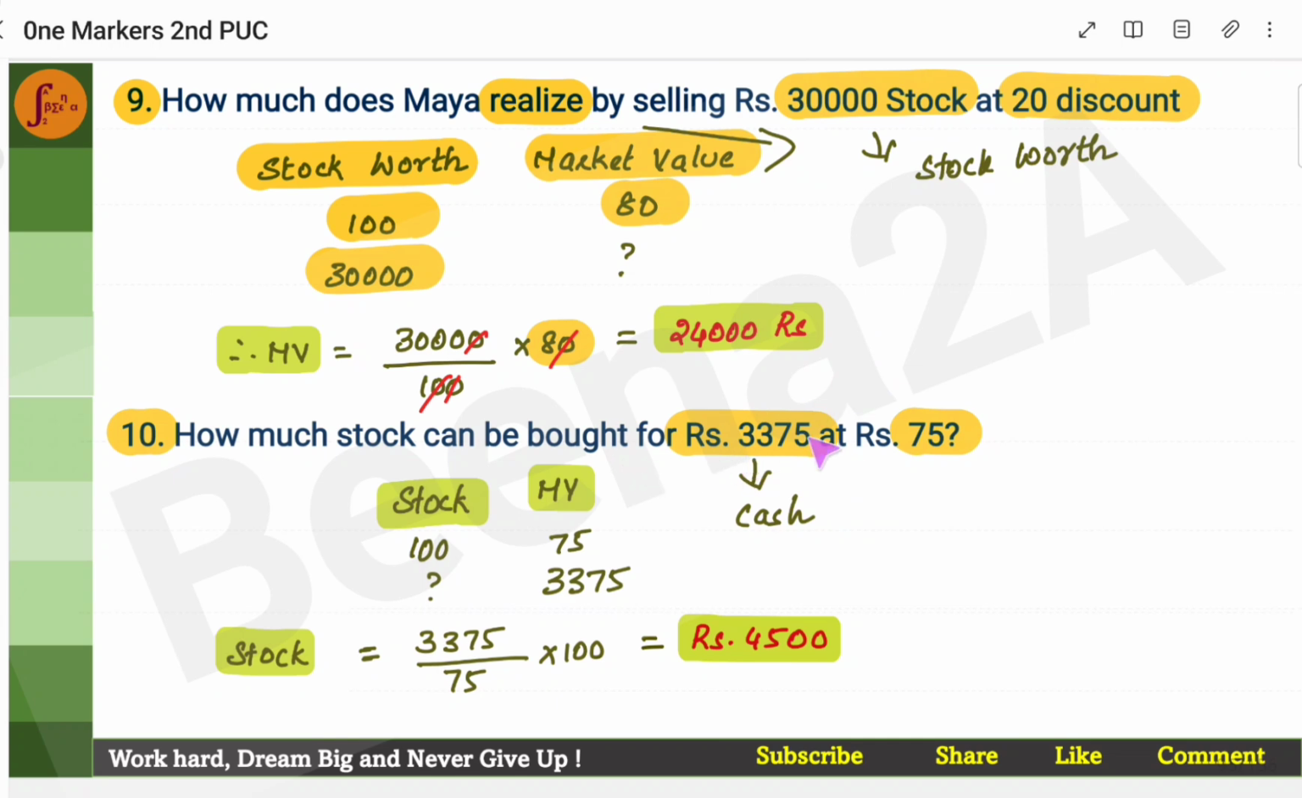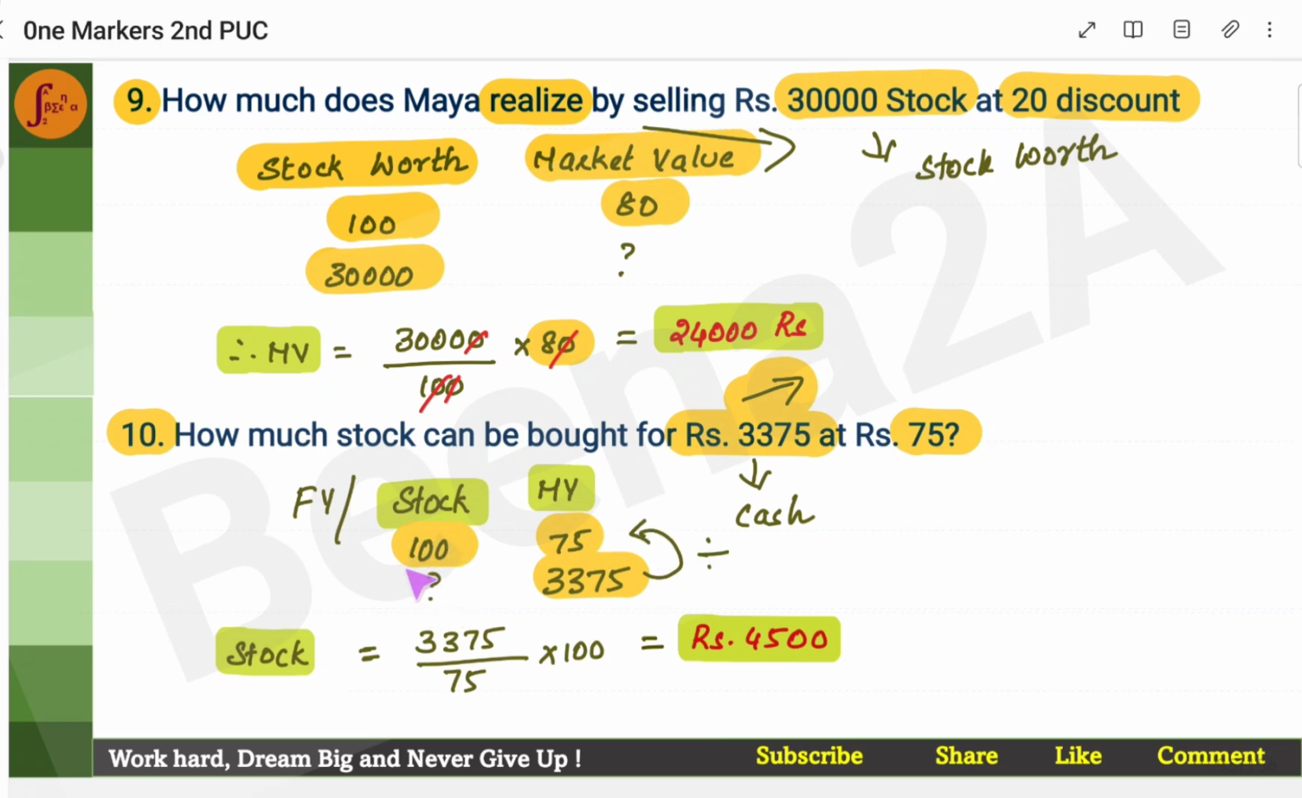Now the person wants to buy and the cash he has is 3375, and at what rate? 75 rupees. So again, you assume the stock worth or face value is 100 rupees, and he is buying it at 75 rupees, lesser rate. He has only 3375. So whenever you already have cash, you put it under the market value section, because you are buying this stock from this cash.